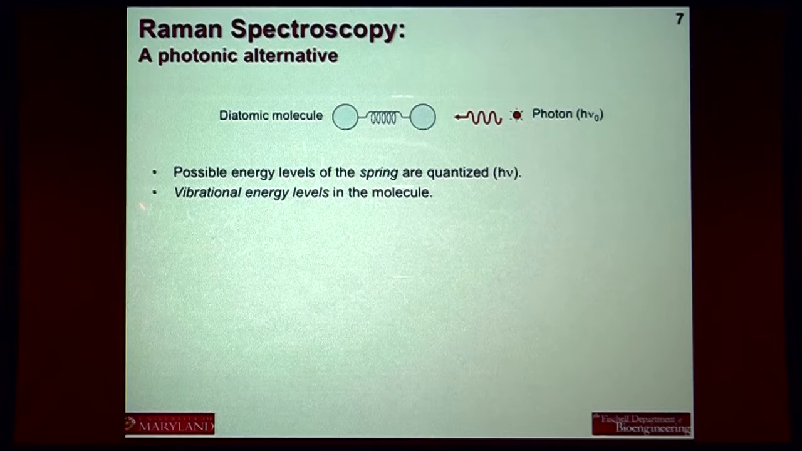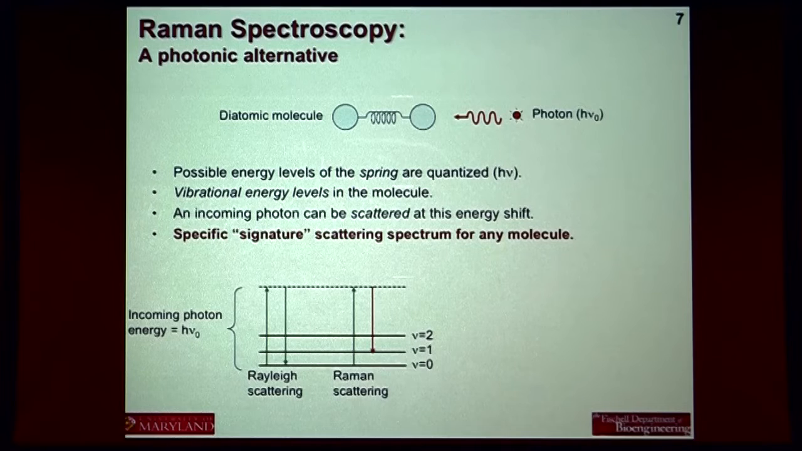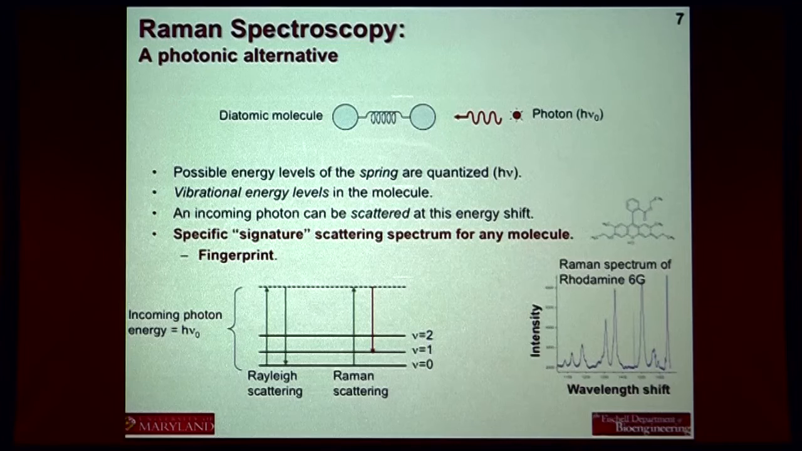Ultimately, quantum mechanics tells us that those possible energy levels are quantized, so we call these vibrational energy levels in a molecule. If a photon comes in and excites that molecule up to a higher level, certainly one thing that can happen is that the molecule can re-emit a photon at the exact same energy level. We call that Rayleigh scattering. But because of the existence of these vibrational energy levels, it's also possible for that molecule to emit that photon at a slightly redshifted energy. Now, if you consider that in the physical paradigm of molecules, each individual molecule has its own set of binding energies. Therefore, these vibrational energy levels are unique to every molecule. So by looking at the scattering that comes off a molecule, you can uniquely identify it.